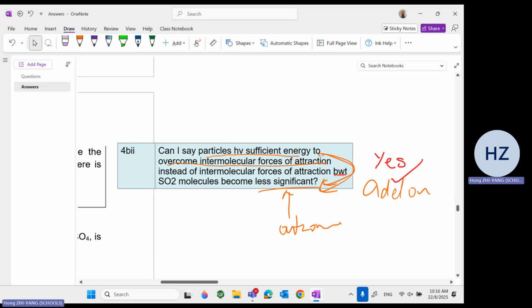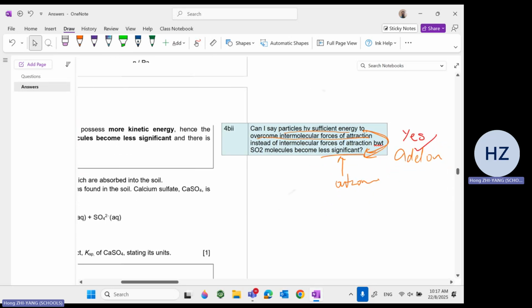Okay, in our notes, ideal gases have no intermolecular forces, right? Oh, you still remember that one? So your outcome is in real gases at high temperature, the intermolecular forces will become negligible. So that's the same thing.